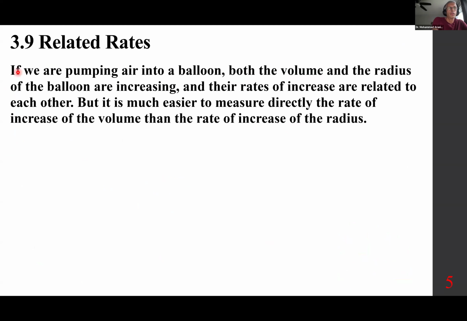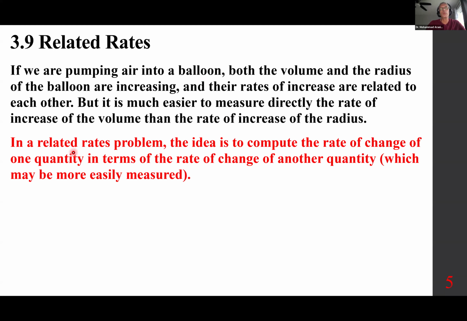Now, related rates. Just as an example, if you are pumping air into a balloon, both the volume and the radius of the balloon are increasing, and the rates of increase are related to each other. But it is much easier to measure directly the rate of increase of the volume than the rate of increase of the radius. In a related rates problem, the idea is to compute the rate of change of one quantity in terms of the rate of change of another quantity, which may be more easily measured.